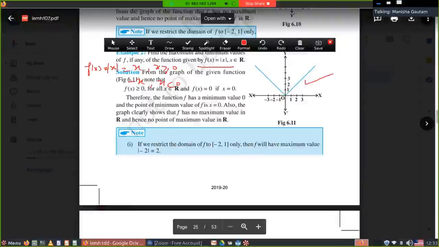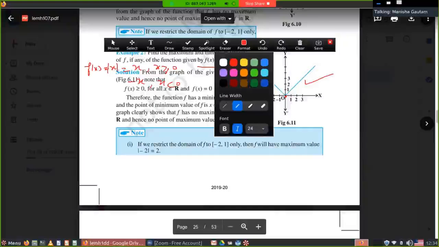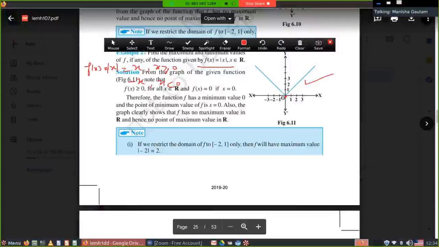Here the function is showing a minimum value at the point x = 0. Can you get the maximum value? No, because the line can be extended infinitely. The point of minimum value of f is x = 0. Also the graph clearly shows that f has no maximum value in R, hence no point of maxima will be there.